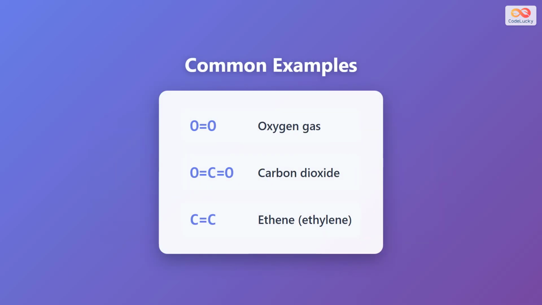Double bonds are found in many important molecules. Oxygen gas, which we breathe, has a double bond between 2 oxygen atoms, written as O=O. Carbon dioxide, the gas we exhale, contains 2 double bonds, one on each side of the carbon atom, written as O=C=O. Ethene, also called ethylene, is a simple organic molecule with a double bond between 2 carbon atoms.